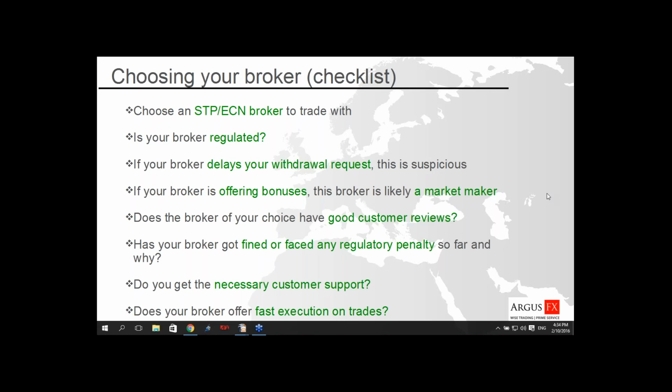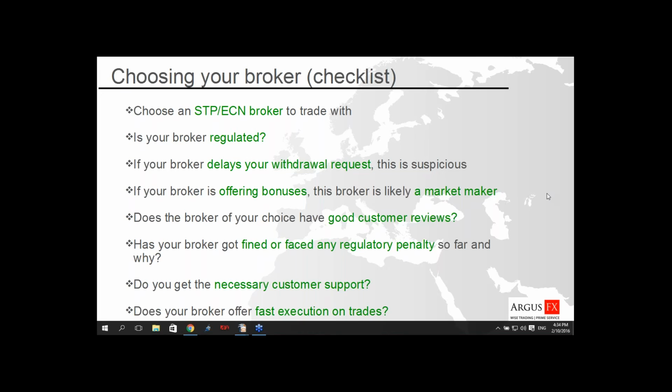And does your broker offer fast execution on trades? Because at the end of the day, you want, as soon as you press the button, for your trade to be executed without any delay. Sometimes there might be minor delays due to connectivity matters and communication issues like this. But this should not happen on a day-to-day basis.